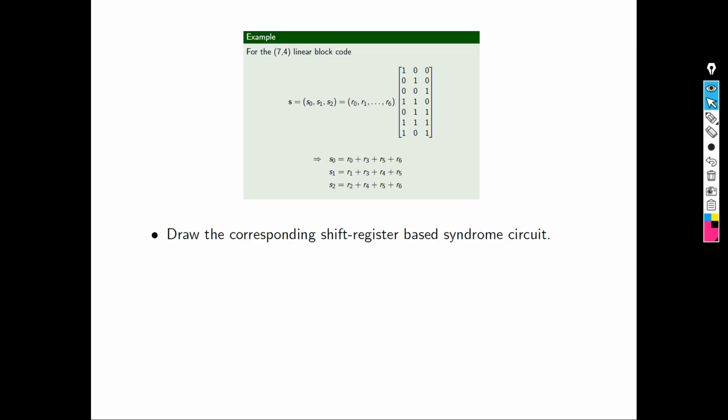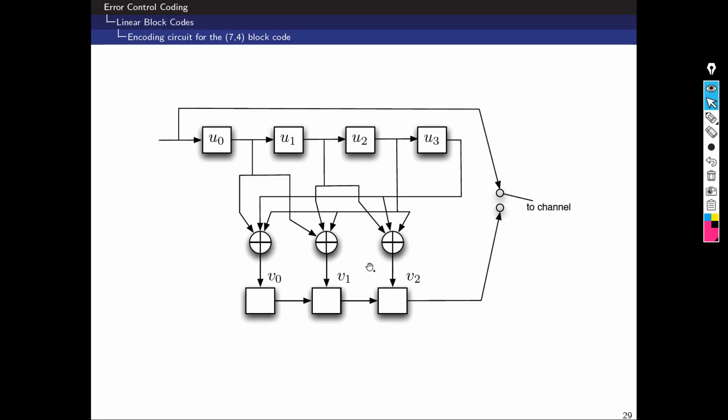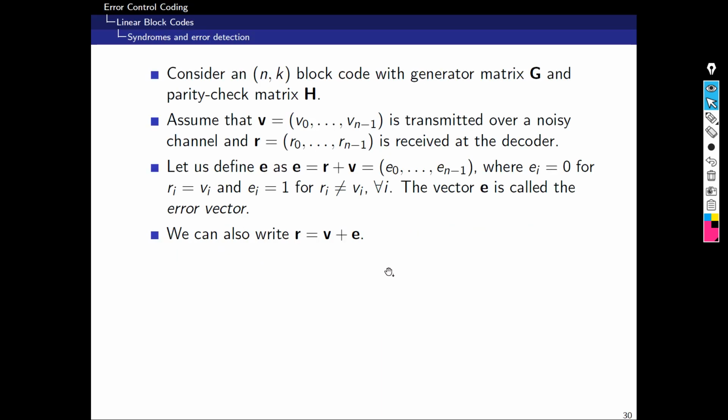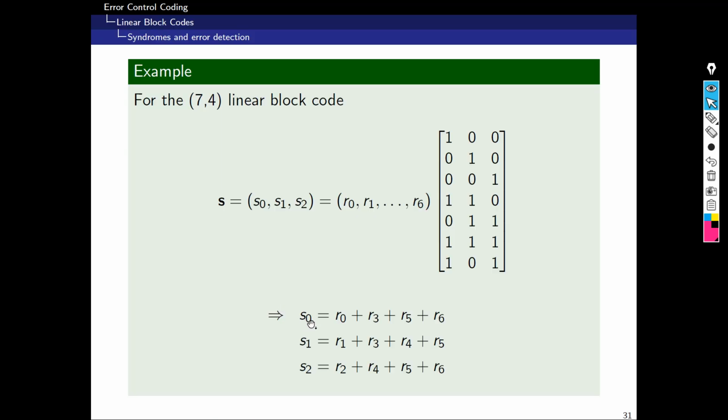You can draw the syndrome circuit using a shift register, similar to this circuit now. From the three equations, see here we have V0, V1, V3. You can also draw a circuit for the syndrome similar to this, but instead of V's you put S. So here are the equations S0, S1, S2.